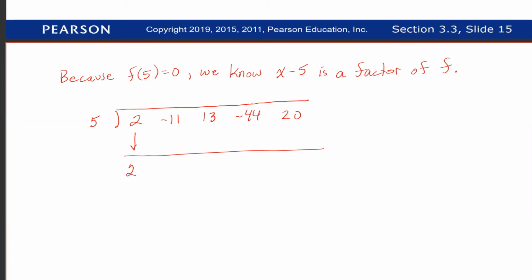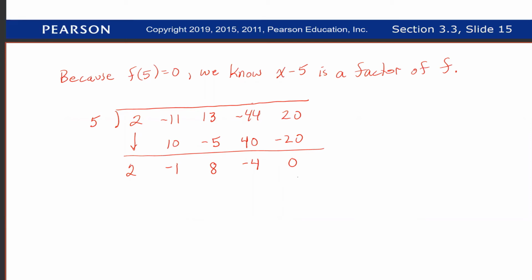And then remember what we do here is we say 5 times 2 gives me 10. Add vertically, negative 11 plus 10 is negative 1. And repeat the process. 5 times negative 1 gives me negative 5. Add vertically. 13 plus negative 5 gives me 8. 5 times 8 gives me 40. Negative 44 plus 40 gives me negative 4. 5 times negative 4 is negative 20. 20 plus negative 20 gives me 0.